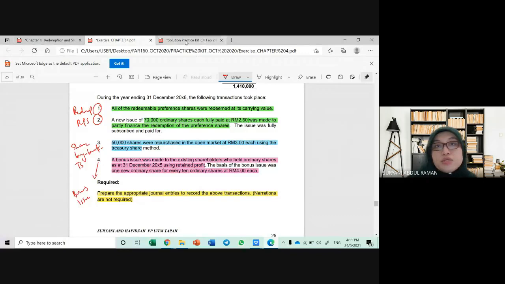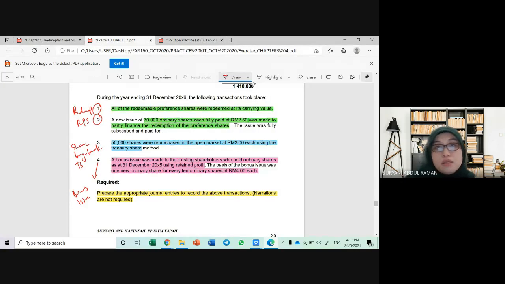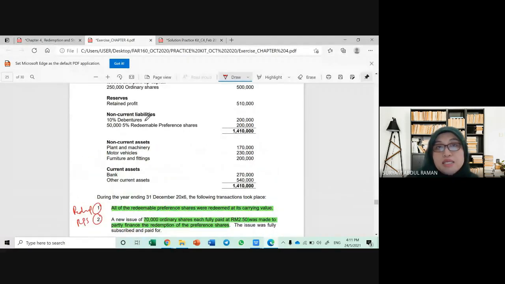So let us go through the solution together. The first one, redemption of preference share. As usual, you will debit the redeemable preference share. But this time, class, you are going to redeem all, because the question said the company wants to redeem all of the redeemable preference shares at its carrying value. So this current liability now consists of debenture and redeemable preference shares. We are going to concentrate on the redeemable preference share first. We are going to reduce it.